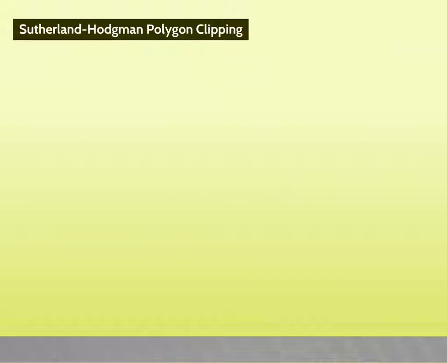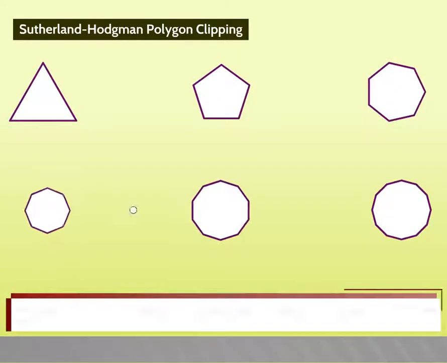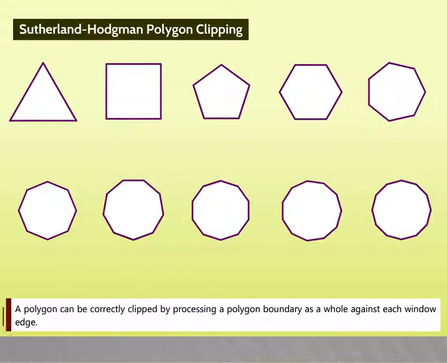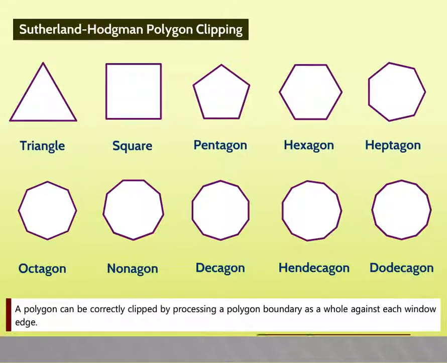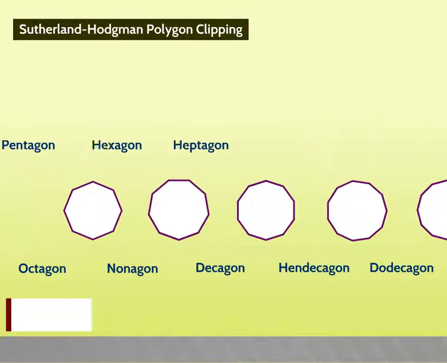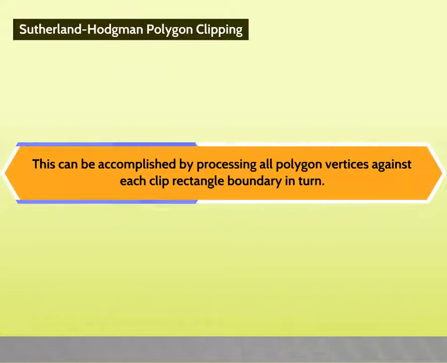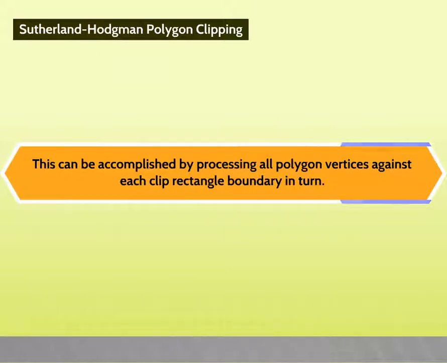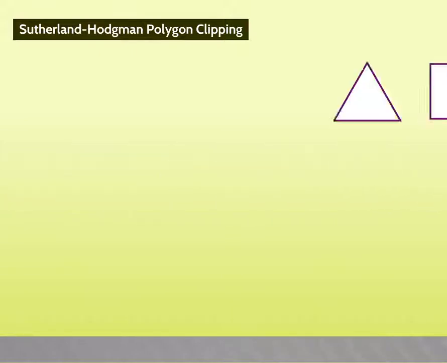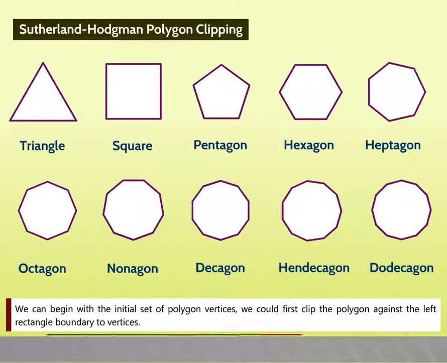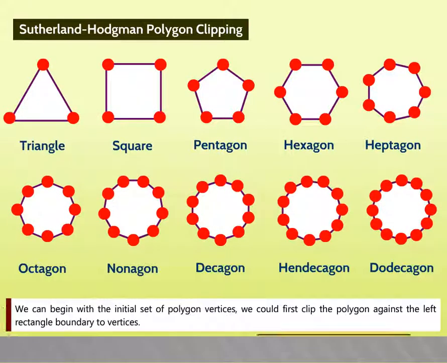Sutherland-Hodgman polygon clipping. A polygon can be correctly clipped by processing a polygon boundary as a whole against each window edge. This can be accomplished by processing all polygon vertices against each clipped rectangle boundary in turn. We can begin with the initial set of polygon vertices. We could first clip the polygon against the left rectangle boundary to produce a new set of vertices.